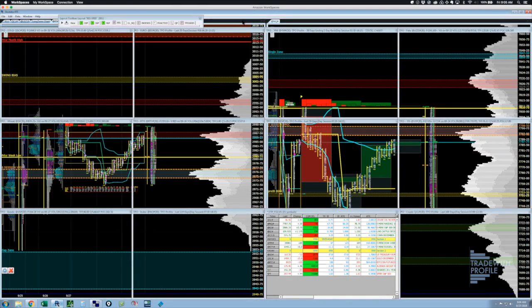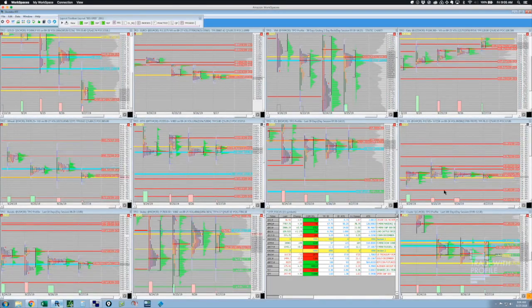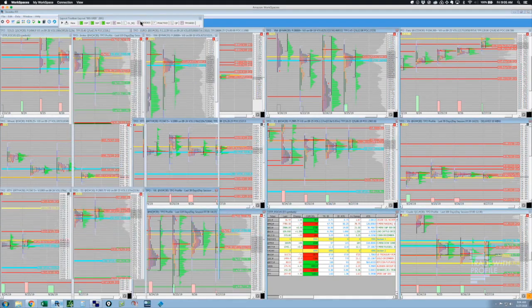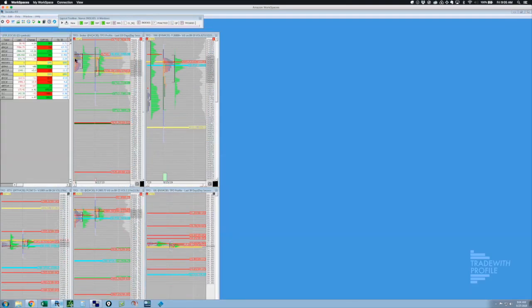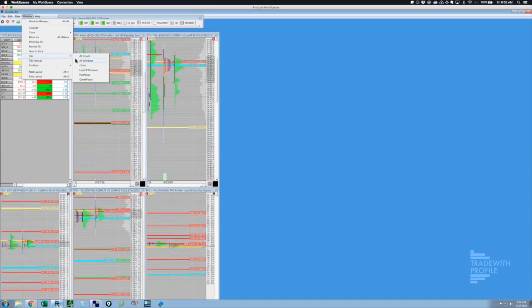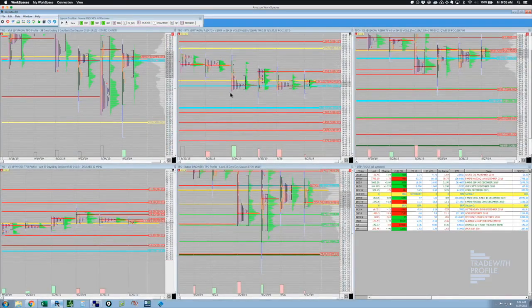To that end, let's go look at where my Dow is. Dow is inside day. Let's just focus on the indexes here. Okay, Russell inside, no IB extension. ES has higher prices, but it's come back inside of them.